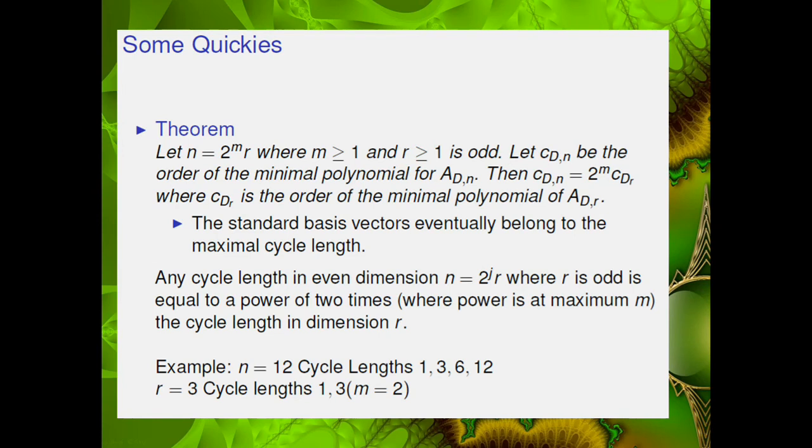So for example, if I have n equals 12, I already know the cycle lengths are 1, 3, 6, and 12. For r equals 3, the cycle lengths are going to be 1 and 3. They're these two submaximal cycle lengths here. So I can embed, basically. That's what this theorem is saying.